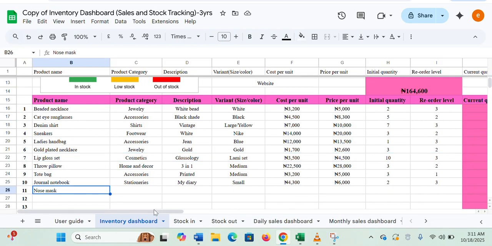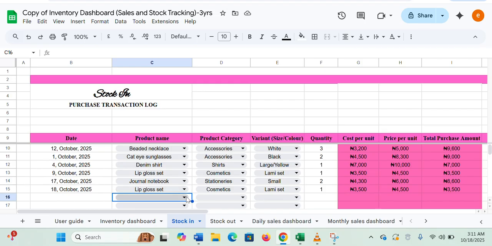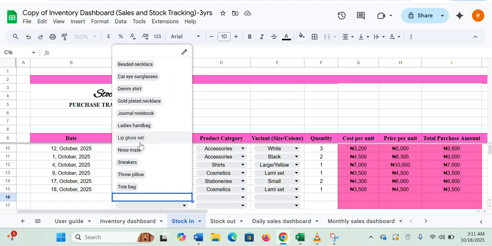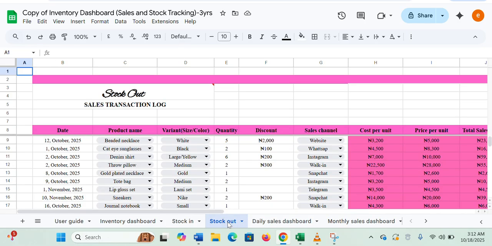I had just input it, and now nose mask exists in my list of products. I hope that you can see it here where my cursor is. Very good, so that makes it very easy for you. Yes. So now I want to look at our stock out sales transaction log.